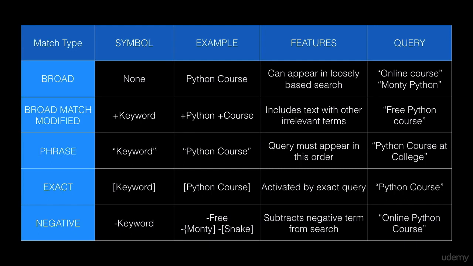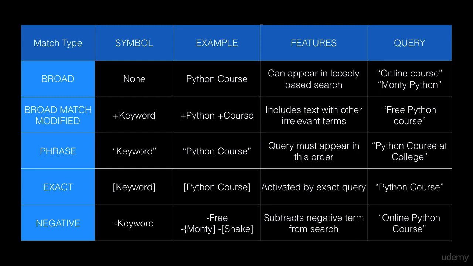So in this example, I put plus Python space plus course. For phrase match, you enclose the keyword between two quotation marks. For exact match, you enclose the keyword between two brackets. And for negative keywords, you put the minus sign before the keyword you want removed if it is contained within the search query. So now let's look in detail at these match types.